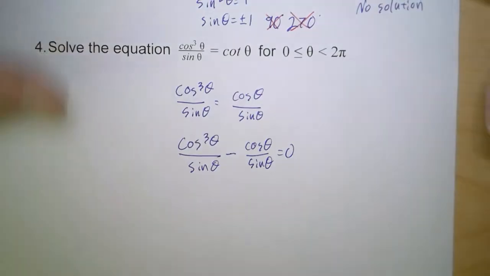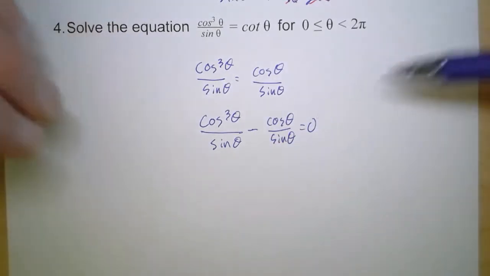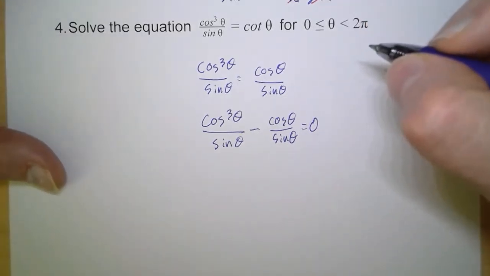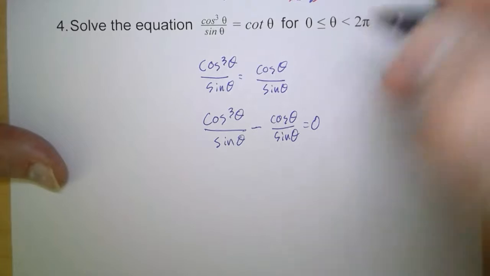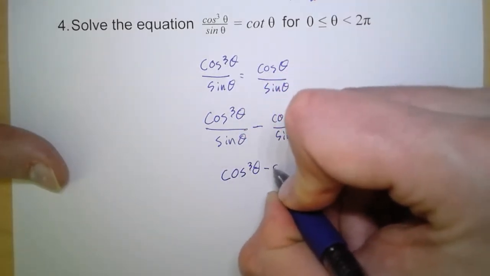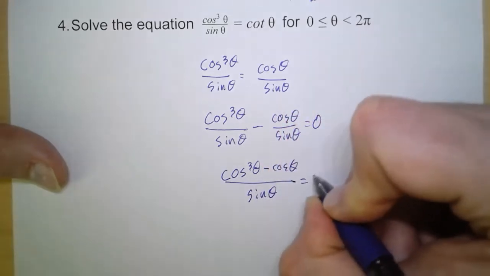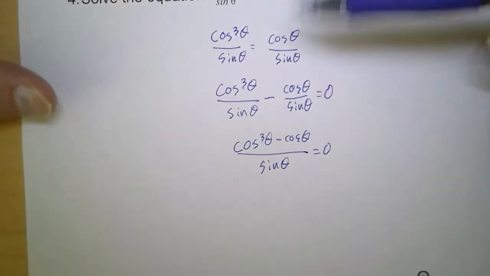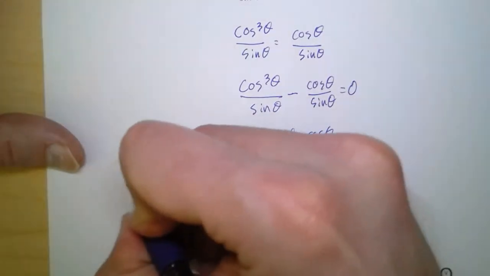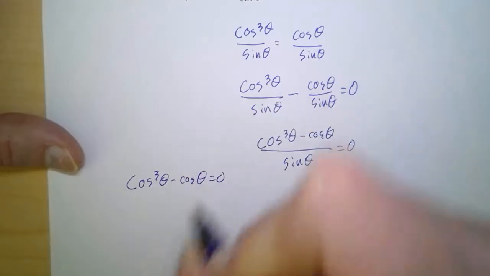Remember, all these problems work on the idea that we can factor things out, and factoring only works when it's equal to 0. No other number works for factoring. Since they have the same denominator, we can combine them. So cosine cubed of theta minus cosine of theta all over sine of theta equals 0. Now, like number 3, when we divide two quantities and get 0, that means the top had to be 0. So cosine cubed of theta minus cosine of theta equals 0.